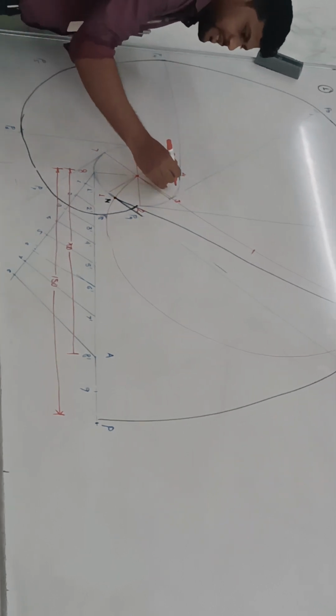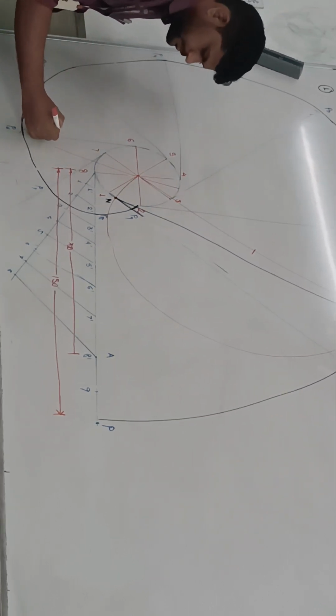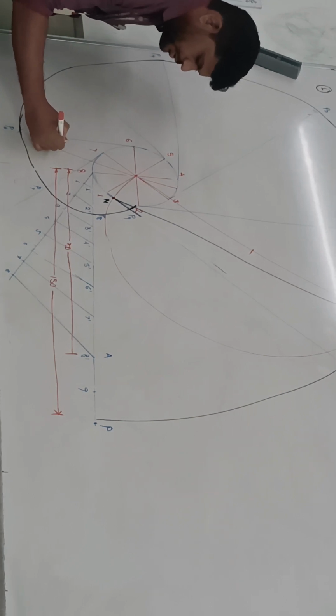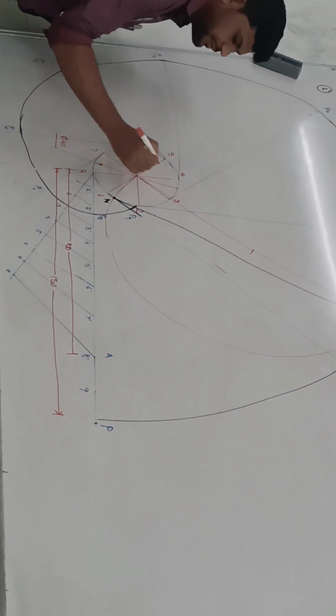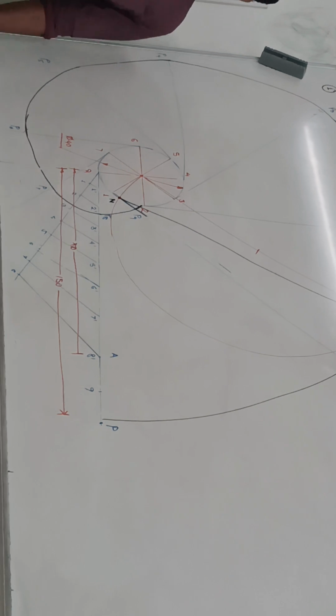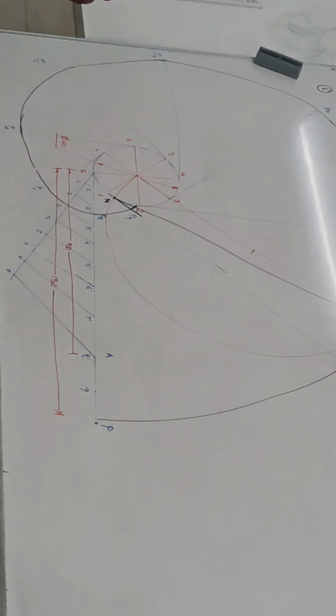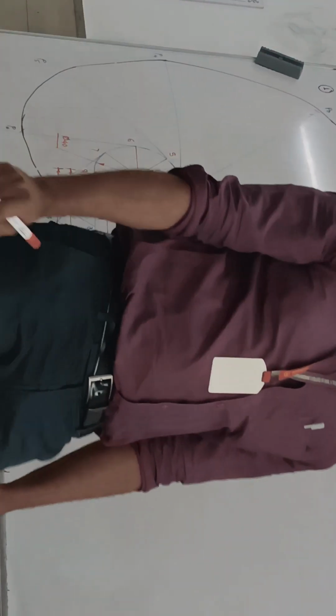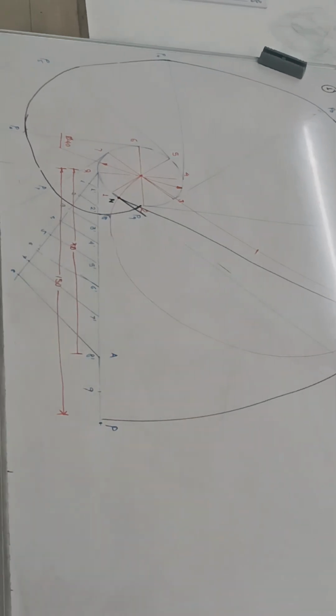Then diameter of this circle. How much is the diameter? 40. So that we need to mention. So this is the dimensioning required in that assignment. Is that clear? First question. Okay. Now second question.